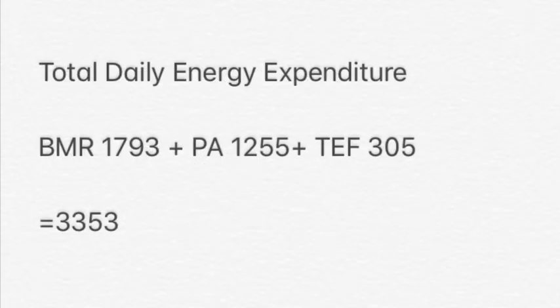Now that we have our BMR, our TEF, and our physical activity level, we can finally break down the most important number and the one you've been waiting for: your total daily energy expenditure, which is your BMR plus your physical activity intake plus your TEF to give you your total amount of calories that you would need to sustain for the day. Mine would be 3,353 calories to sustain my current physical stature and physical ability. Now that number is never going to be 100%, you're not going to hit it every day, but you can use it for future intake and monitoring.